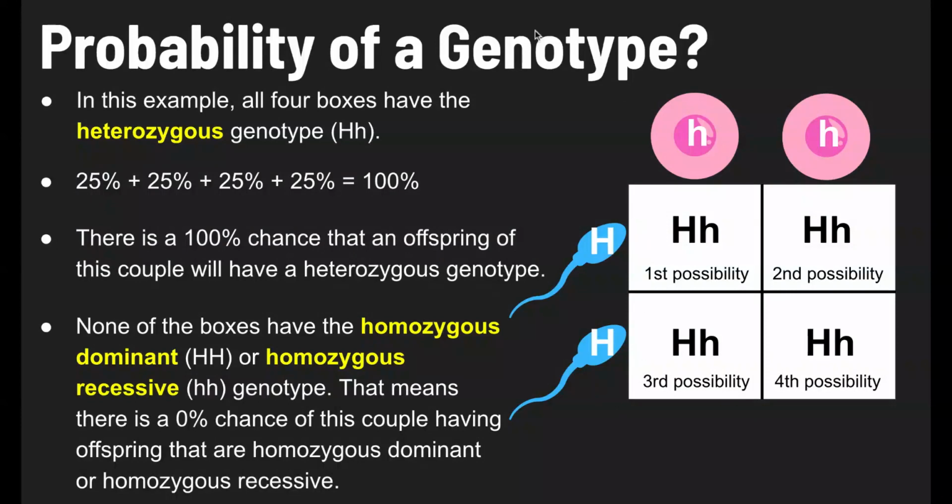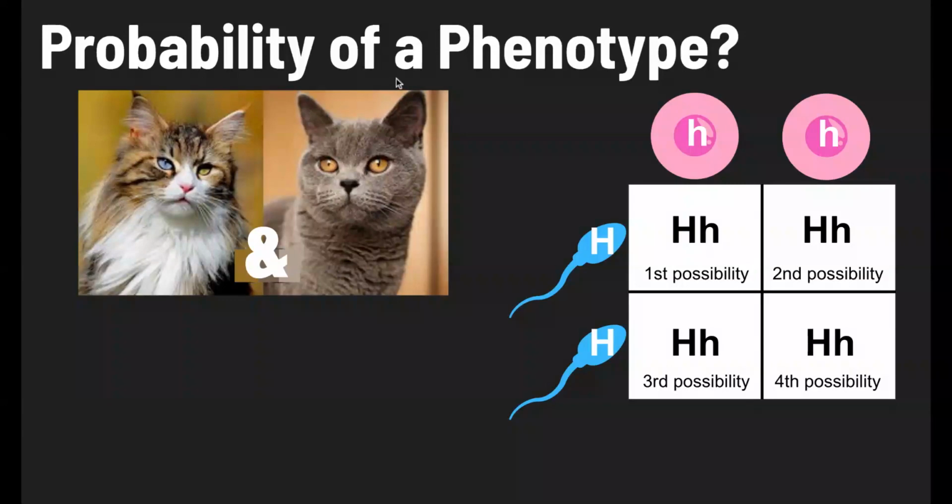So this is an example of how you would figure out the probability of a particular genotype. But you can also use a Punnett square to figure out the probability of a phenotype. So remember, a phenotype is a physical characteristic. It's not just the letters in our example so far. It's some type of physical characteristic. So I'm going to fill out the details of our example a little bit.